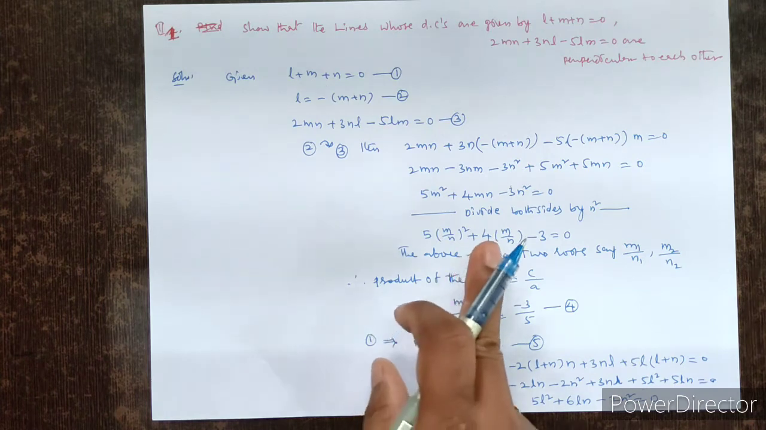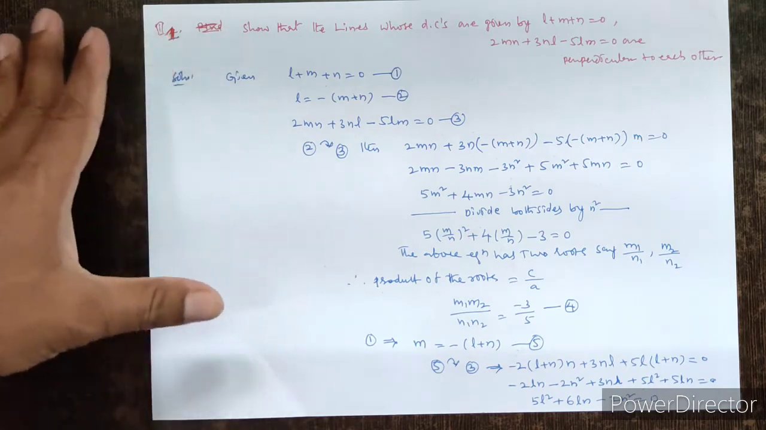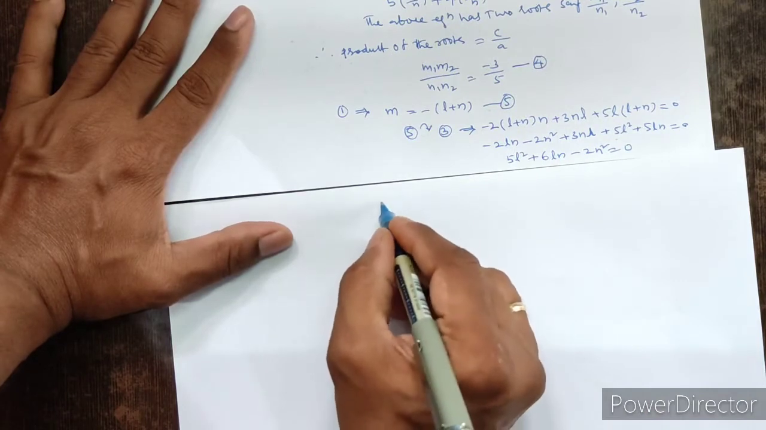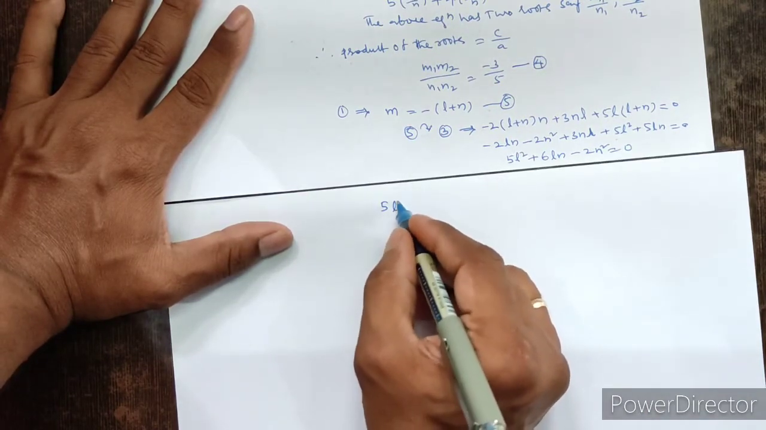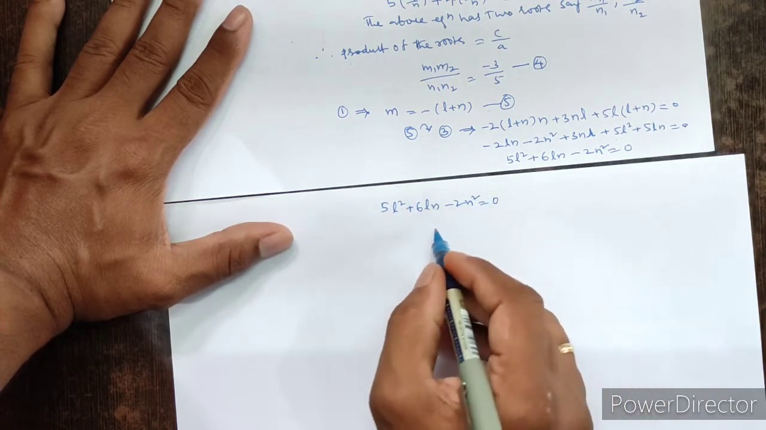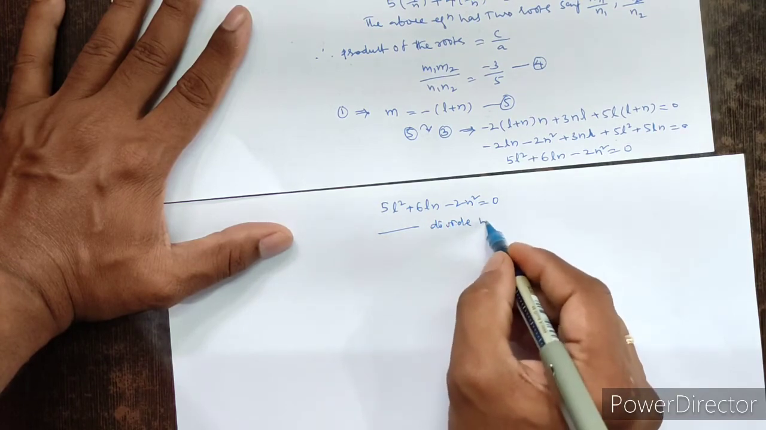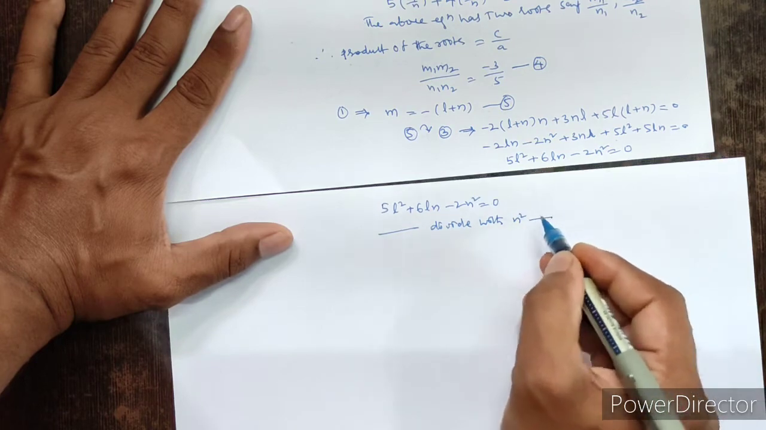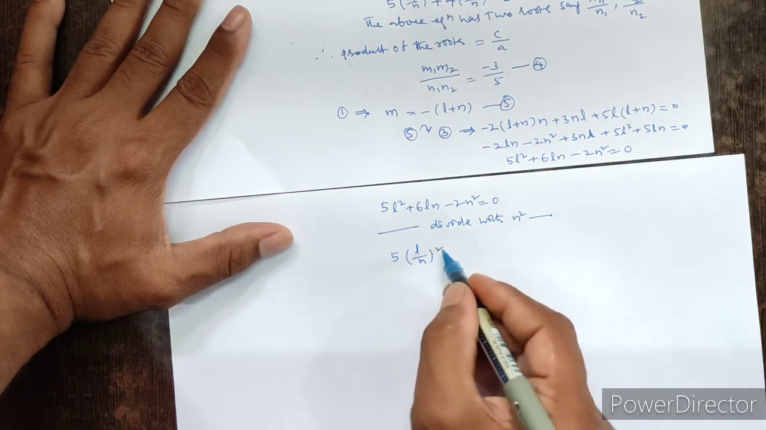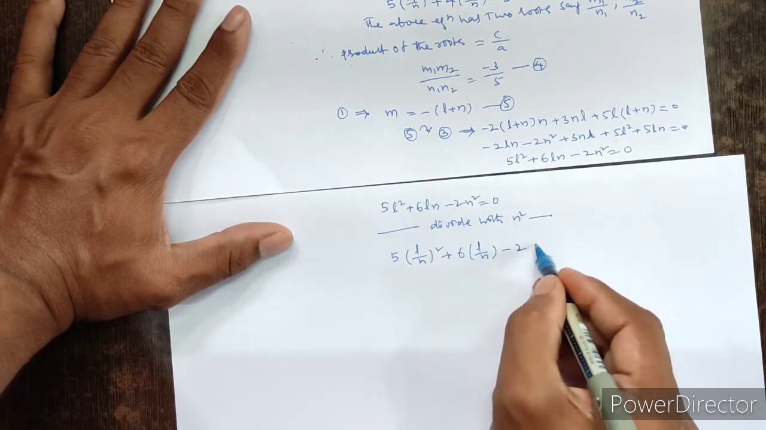Divide both sides by n square, same like here we have divided both sides by n square. So 5l square plus 6ln minus 2n square equal to 0. Dividing this equation on both sides with n square, we get 5 of (L by n) whole square plus 6 of (L by n) minus 2 equal to 0.